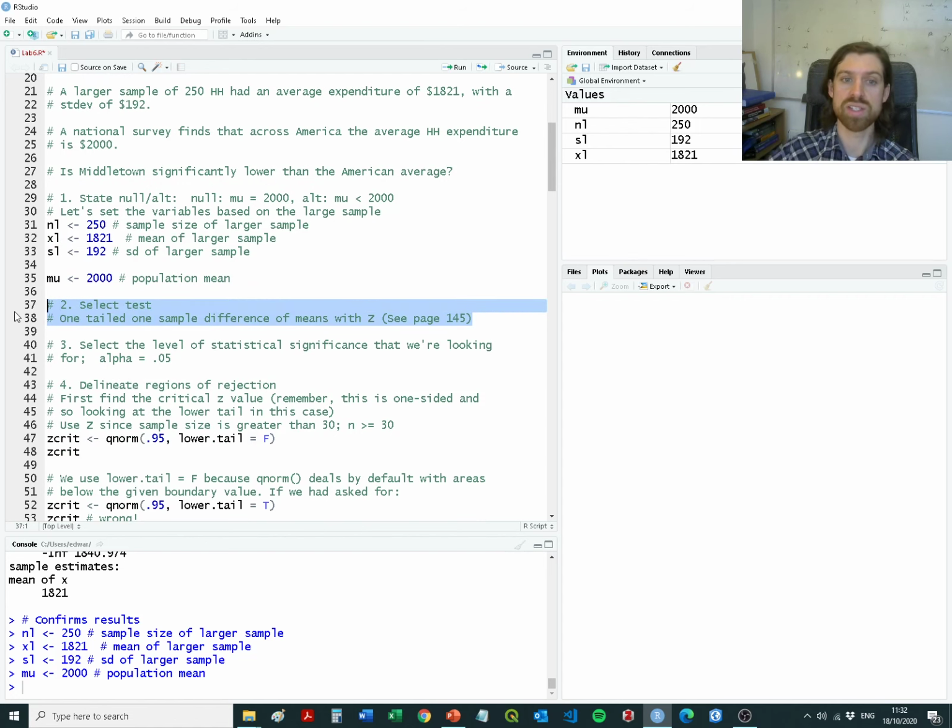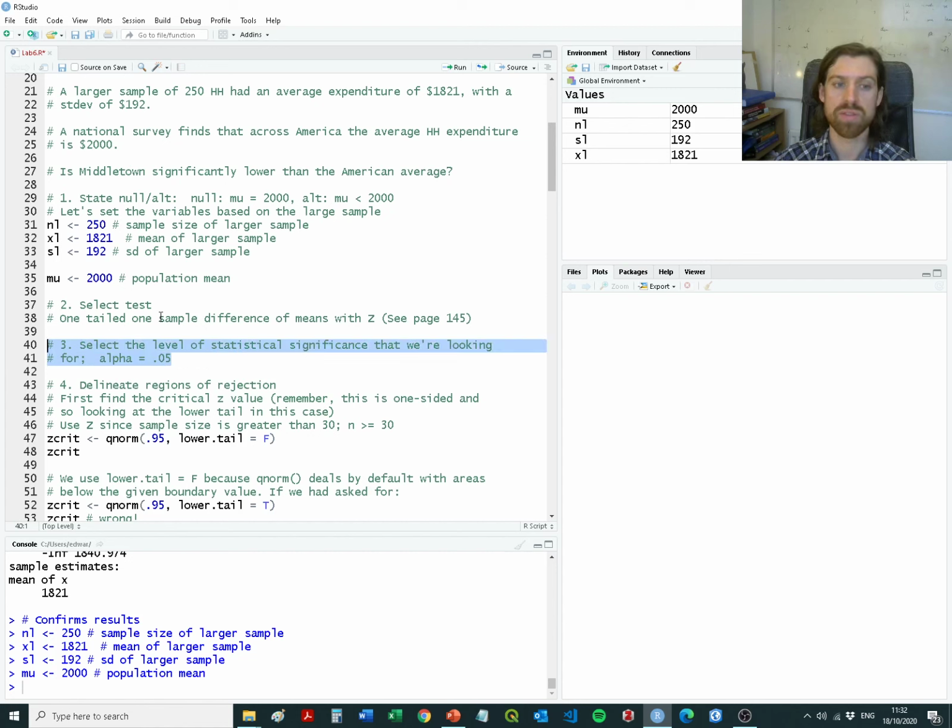Now we need to think about the test which we're going to use, and I already mentioned that as we're interested in finding out whether this sample is lower than the national average, we'd be interested in a one-tailed test. And as we're comparing just a single sample against the population, it's the sample difference of means. And as the sample size is larger than 30, we can use a normal distribution, which means we'll use a z-score.